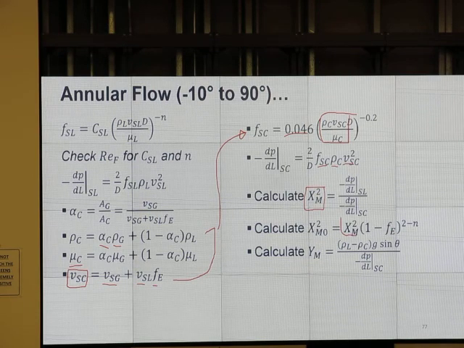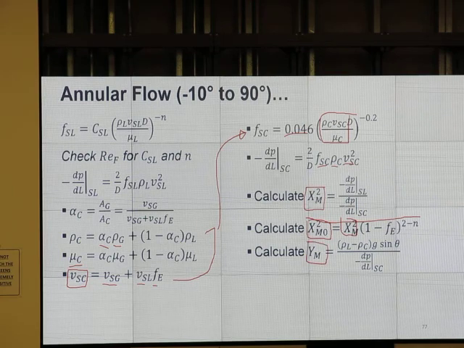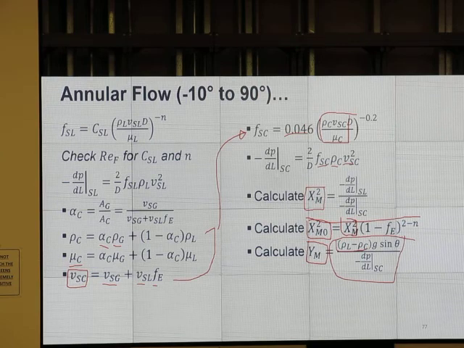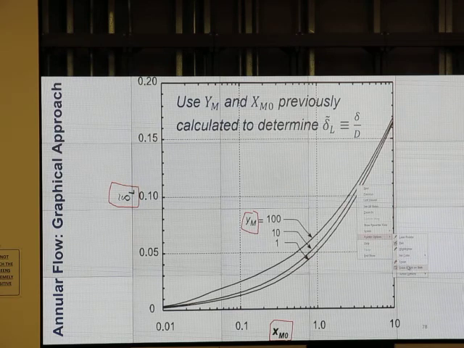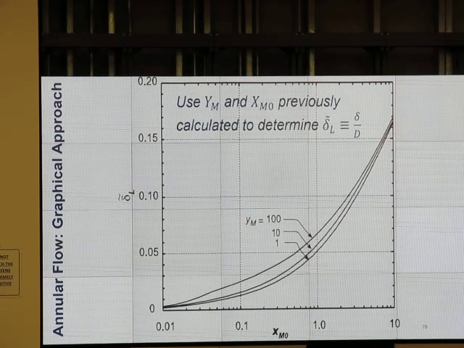So X_M squared multiplied by (1 minus F_E) to the power of n minus 2. It's just a formula. So I get X_M0 squared. Y_M is the modified dimensionless height. It's just delta rho g something. So everything is calculated based on the pre-calculated values. Then I can look at the chart. Okay. After I know X_M0 squared, I take the square root. I look at the chart.